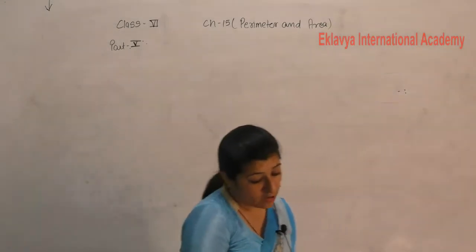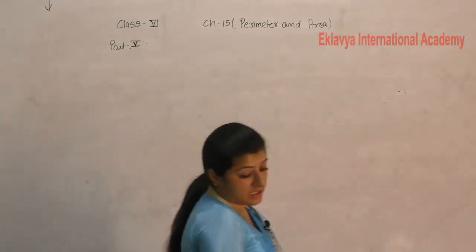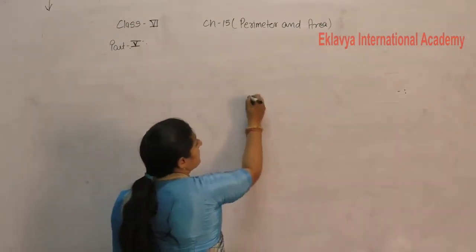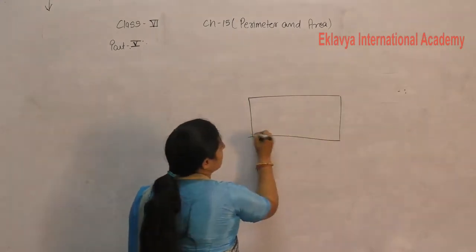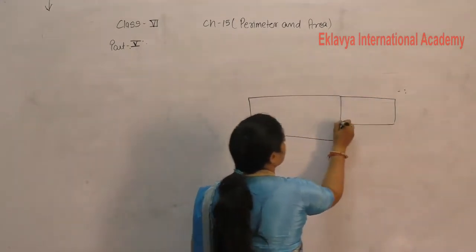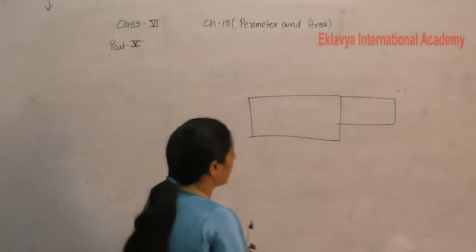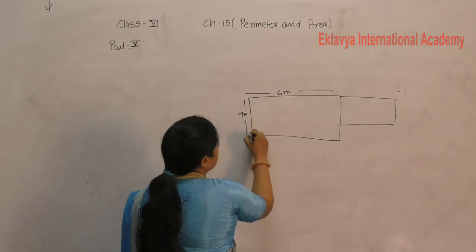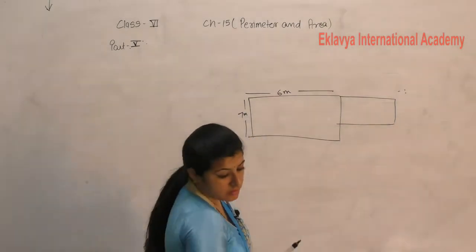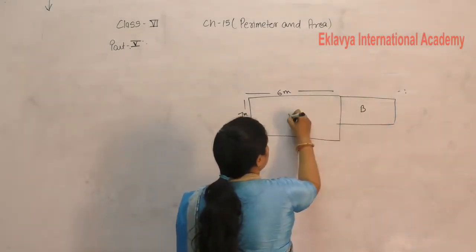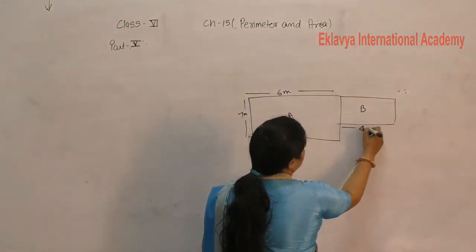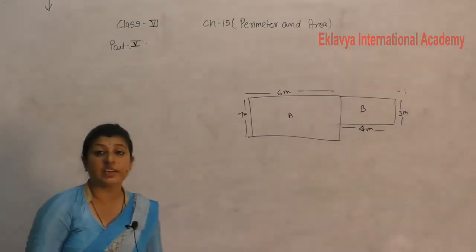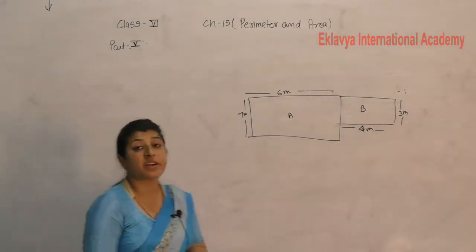Find the area of the shaded part. How to find out the area of the shaded part? There is a figure given to you with dimensions 6 meter, 7 meter, 4 meter, 3 meter. Then how to find out the area of the given figure?